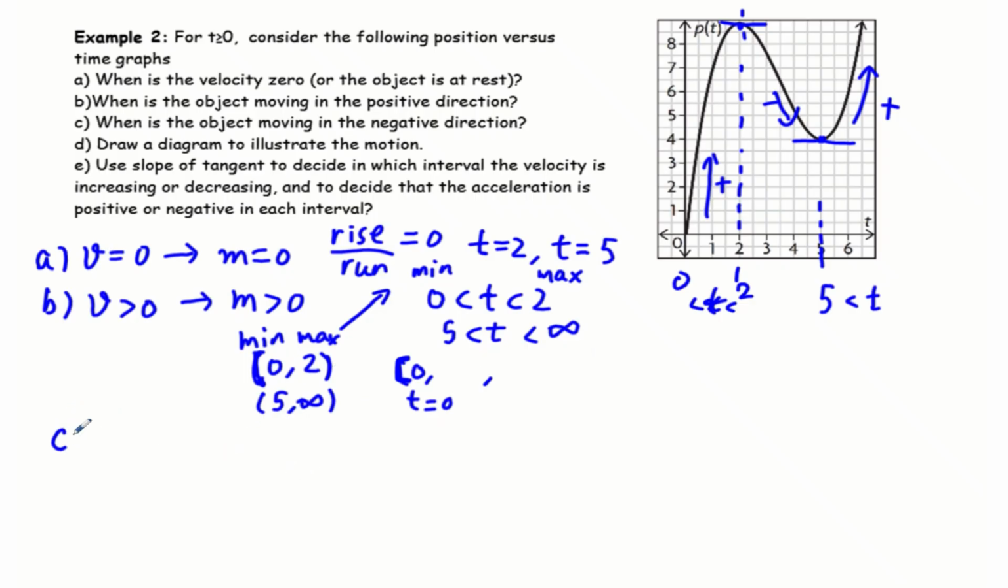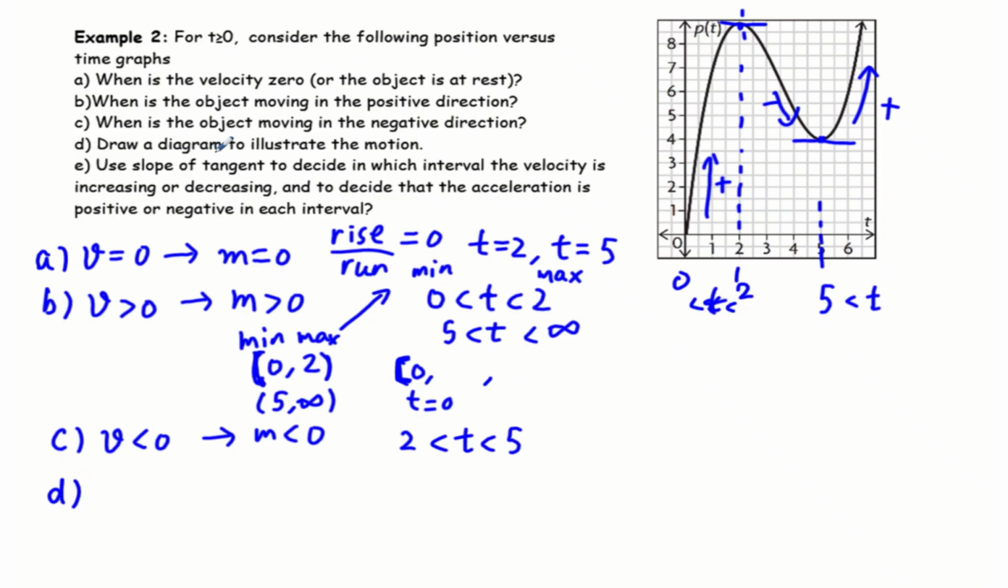So question C asks when the object is moving in the negative direction, meaning the slope is less than 0, is negative, so it's going down from left to right. The slope is negative, velocity is negative, moving in the negative direction. So from 2 to 5, we write minimum, maximum here, then put a variable in between. Use always less than if we write minimum first, maximum after. So that is C.